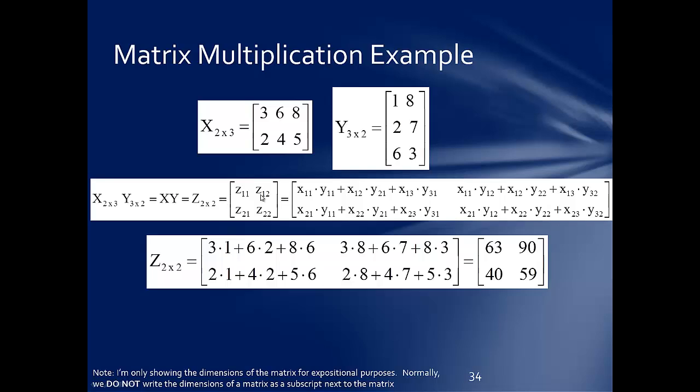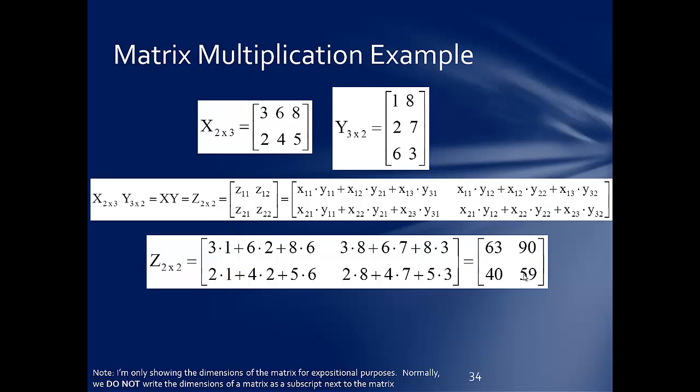In order to get element 1,2, we would take first row, second column. So 3 times 8 plus 6 times 7 plus 8 times 3. There you have it. In order to get element 2,1, we would take the second row, first column: 2 times 1, 4 times 2, 5 times 6. Add up those products, and it gives us element 2,1. In order to get element 2,2, we need second row, second column: 2 times 8, 4 times 7, 5 times 3. Add up the products, and we arrive at 59.